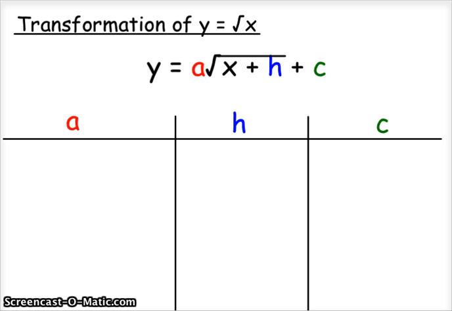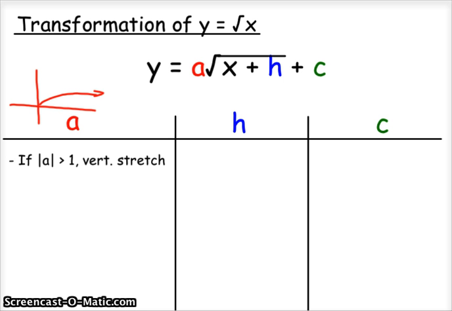So I want to just lay out what would happen depending on the value of these variables a, h, and c. First of all, our a, our leading coefficient term in front of our radical, if the absolute value of a is greater than 1, this will vertically stretch the graph, meaning the original parent graph might look something like this. If I had a vertical stretch, it would now be going higher. It's like we're taking the graph and stretching it up.